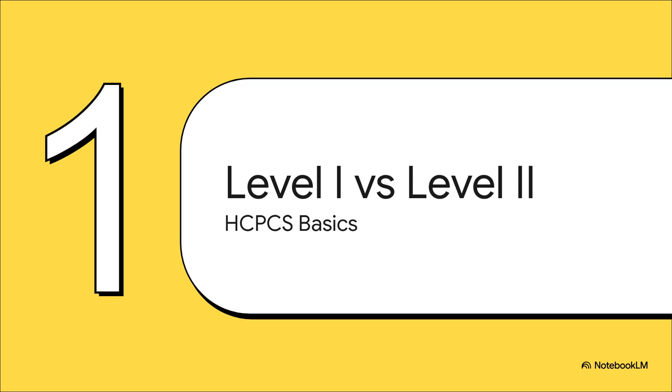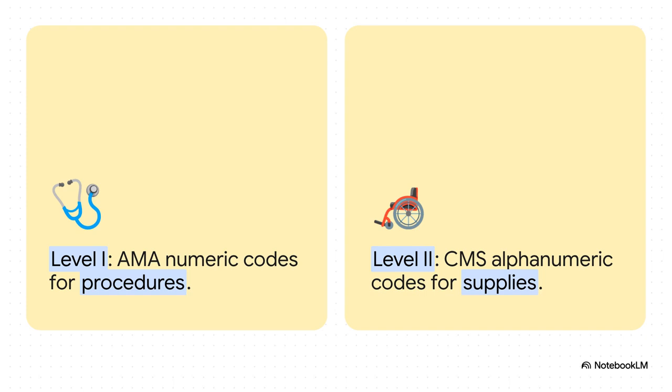Let's lay down the foundation. Section 1, Level 1 versus Level 2. There's a really fundamental difference you've absolutely got to understand here. HCPCS Level 1 codes are just your standard CPT codes, the 5-digit numeric codes maintained by the AMA that describe what the provider actually did, the procedures and services. But HCPCS Level 2 codes are maintained by CMS. They're alphanumeric, starting with a letter from A to V. The key takeaway? Level 1 is the action, but Level 2 is the item. It's what was supplied, dispensed, or used, like medications, wheelchairs, or an ambulance ride.